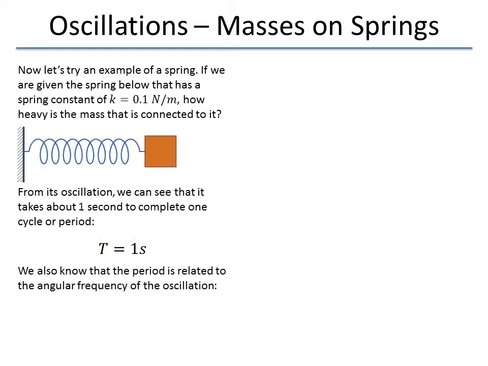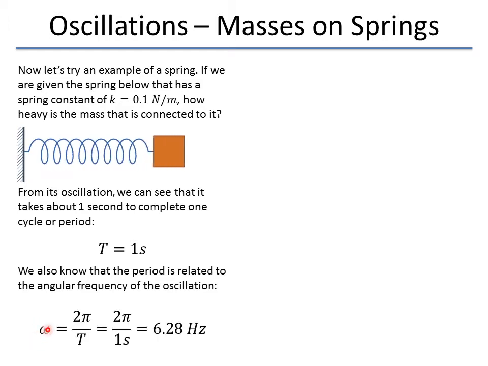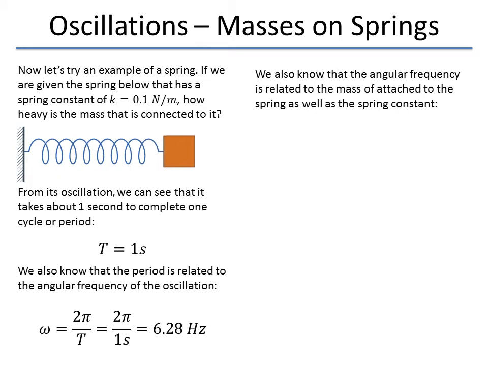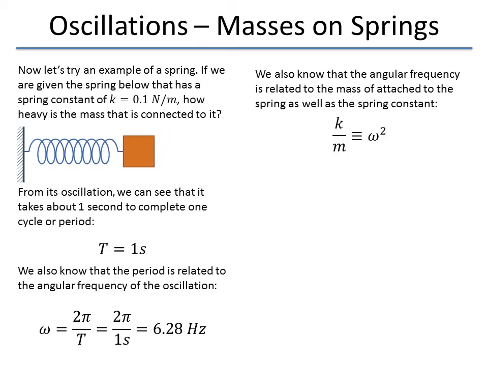We also know the relationship between the angular frequency and the period of oscillation. So the angular frequency is equal to 2 pi over the period. So if we figure out that with the 1 second period, multiply this thing through, we get that the angular frequency, how many radians per second does it go through? And it goes through 6.28 radians per second, or 6.28 hertz. So we know the angular frequency, we know the period.